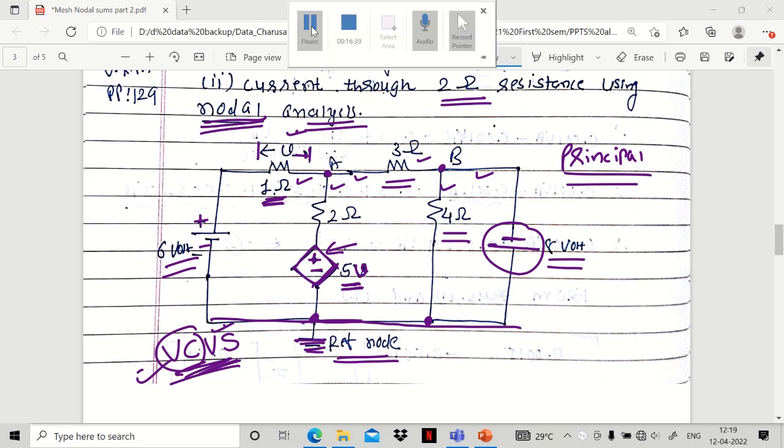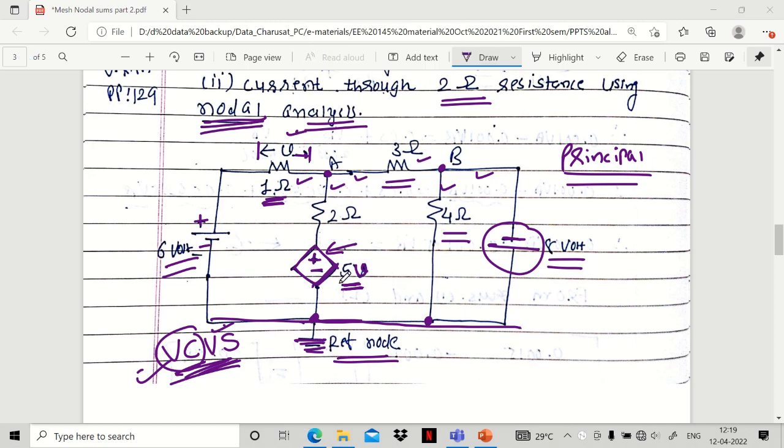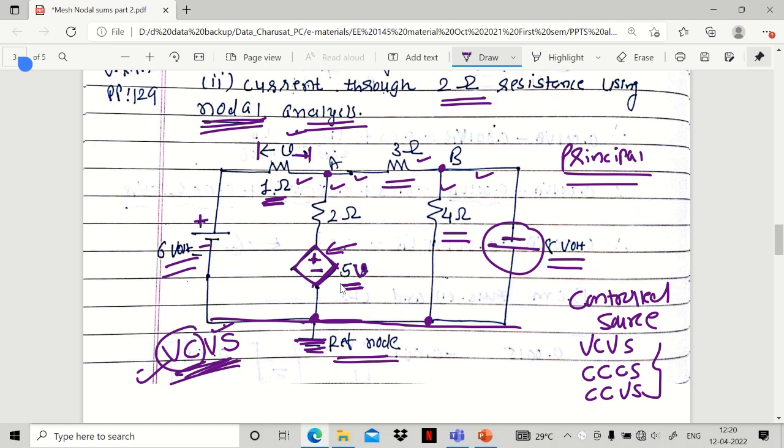right? And yes, remember, if the circuit does not contain any control source, like voltage control current source, current control voltage source, etc., then you can easily convert the voltage source into the current source and you can proceed further to solve the sum, right? Please remember this basic fundamental.